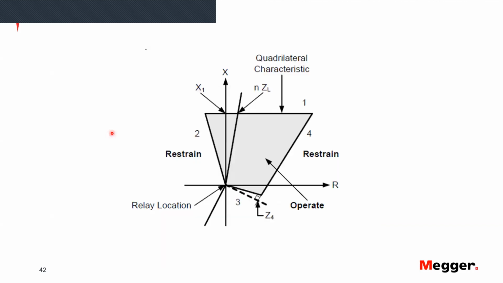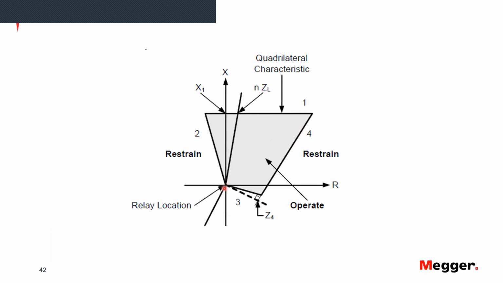But typically what you have here is a reactance line over here. That's a maximum reactance reach. And then you have two resistive blinders, and the relay should operate when the fault happens inside and restrain when the fault happens outside. And the origin here is the place where the relay location is.